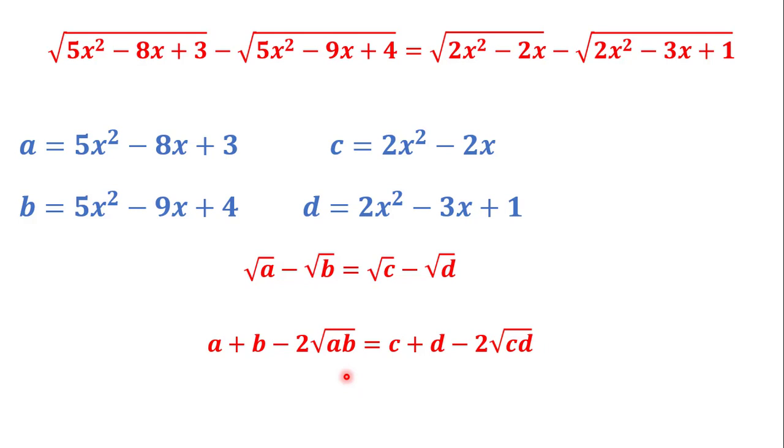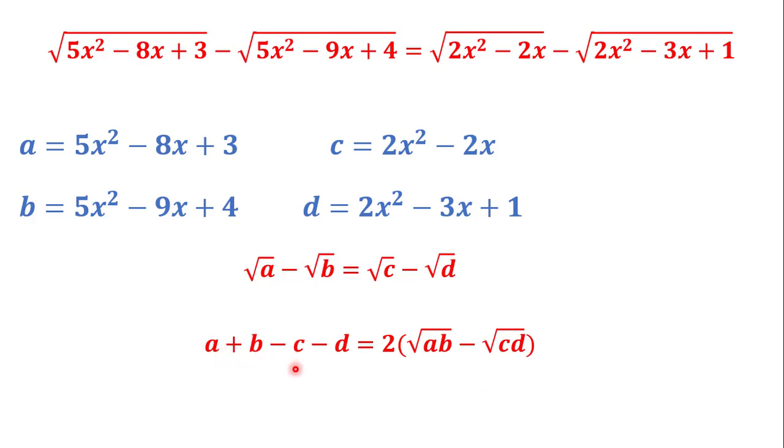We want to have all radical terms on one side, so we move minus 2 times square root of a times b to the right hand side, and c plus d we move to the left hand side. So we're going to get a plus b minus c minus d on the left hand side, and 2 times square root of ab minus square root of cd on the right hand side.